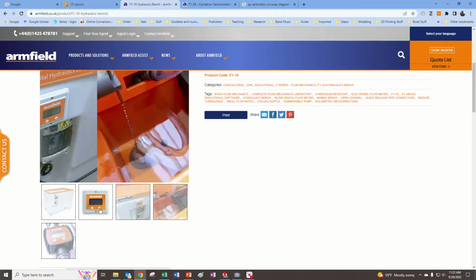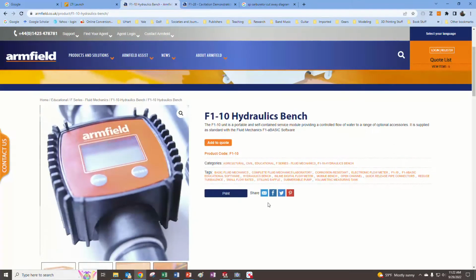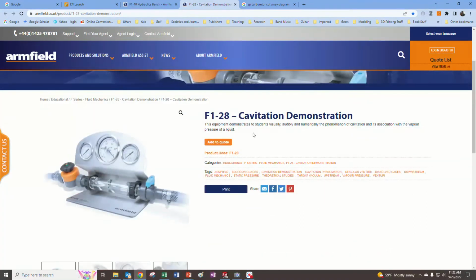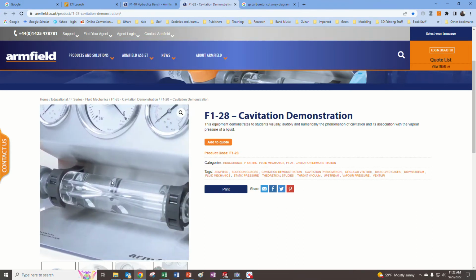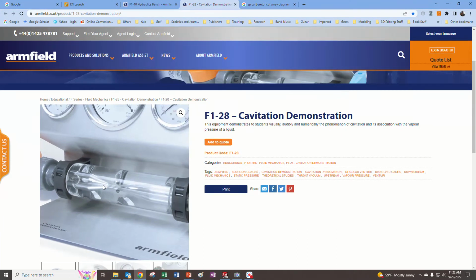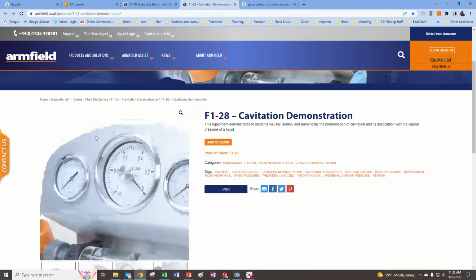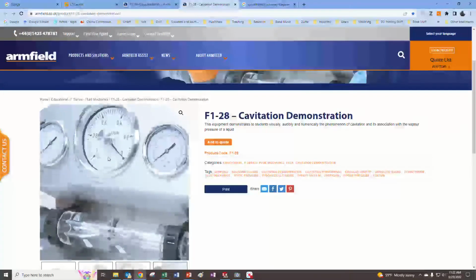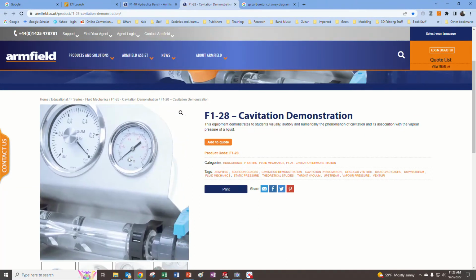But also, this model apparently has a flow meter available with it. Ours didn't. But we had this accessory, the F128 cavitation demonstration. And so inside this plexiglass little piece was the Venturi. And we had a pressure on the inlet side, and then a pressure in the middle where cavitation might take place, and then there was a pressure on the outlet.